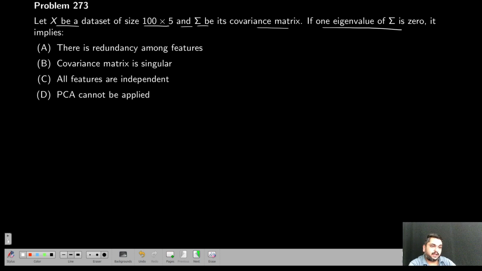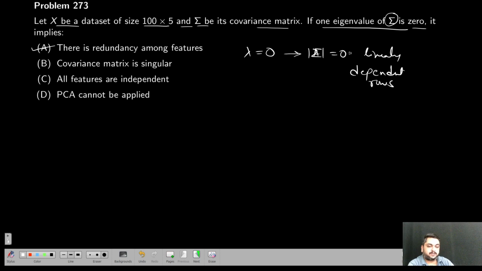If one eigenvalue of the covariance matrix is 0, it implies there is redundancy among features. What exactly does that mean? If an eigenvalue is 0, this occurs when the determinant of the covariance matrix is 0. The determinant will be 0 only when there are linearly dependent rows. You already know this matrix concept. I have explained the system of linear equations in detail, so please go through that video lecture. So that means the matrix is singular.